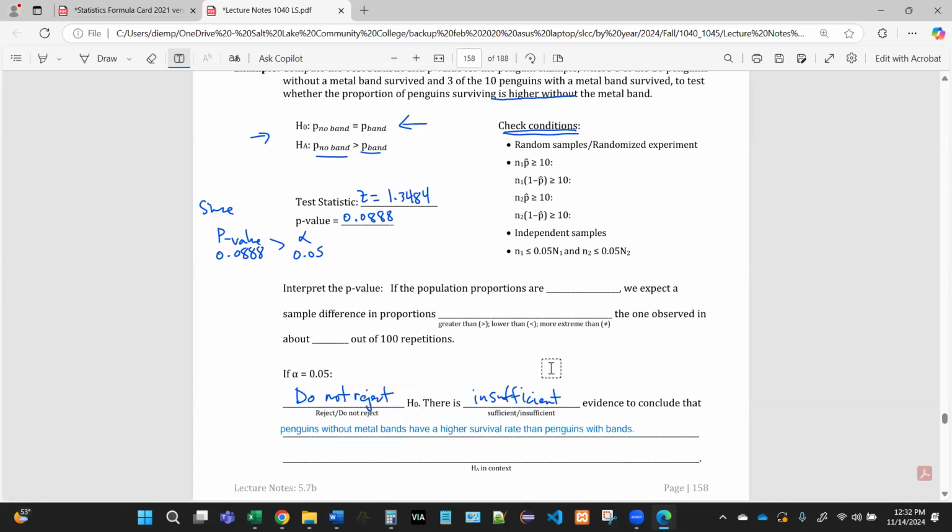Okay, so you might, as a researcher, still believe in your heart that these bands are causing problems for the penguins, but this data set doesn't prove it. So there's insufficient evidence to conclude that penguins without metal bands have a higher survival rate than penguins with the bands. It's still possible that there's no difference between the two. Let's do a couple of other things here. Let's look a little bit deeper at the p-value, and then we'll think about our conditions.